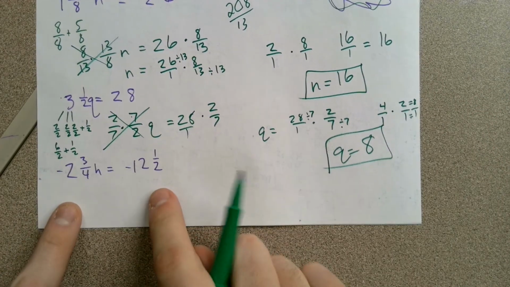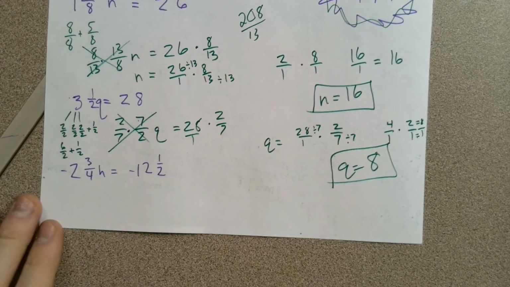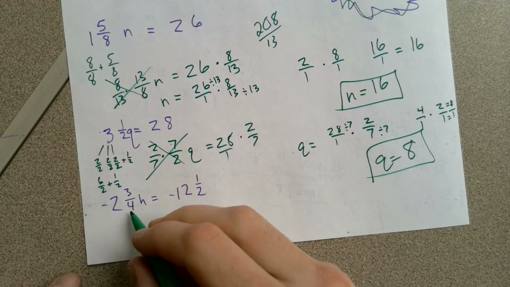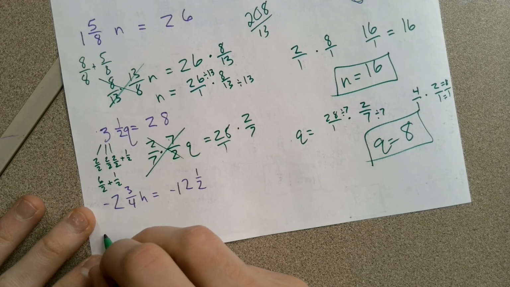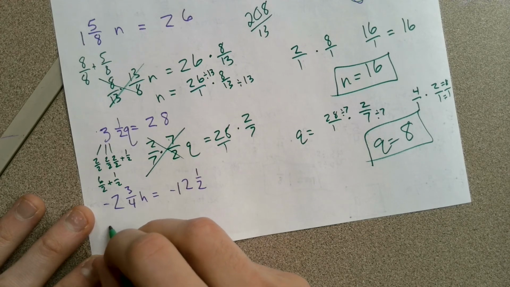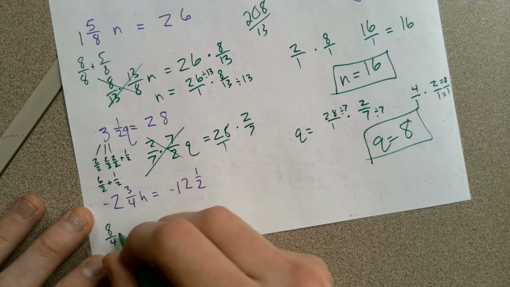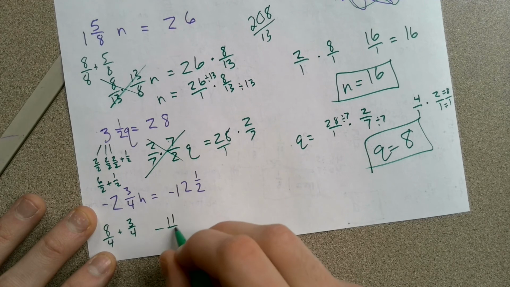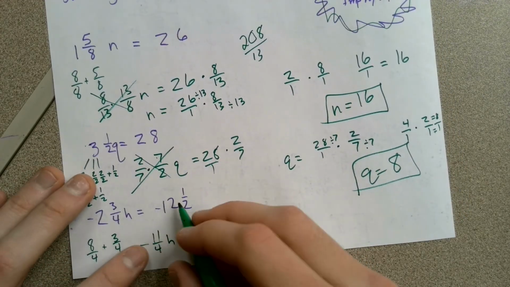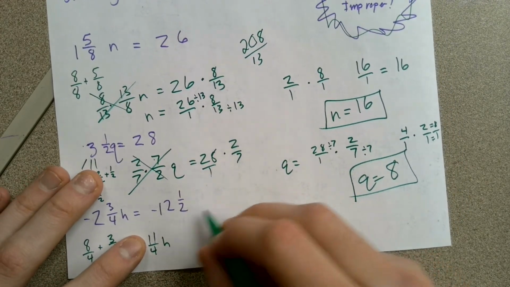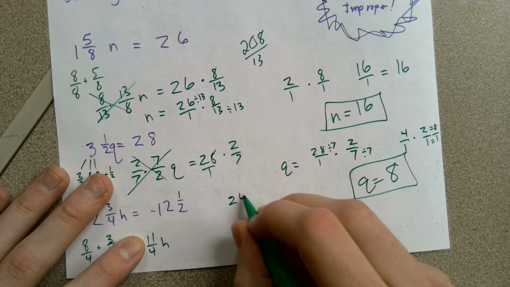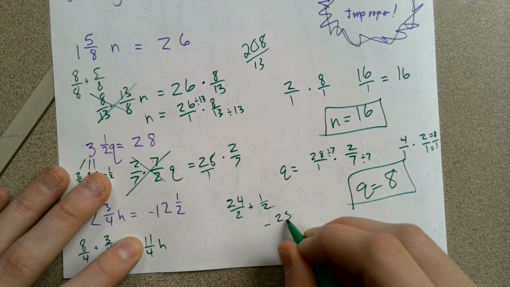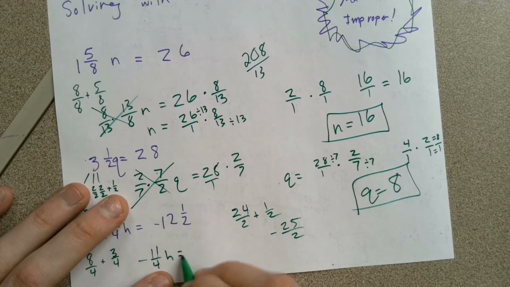Last one here, we got mixed numbers on both sides, so we're going to have to hit them both up with improper fractions. Let's do -2 times 4. That is going to be -8. So we got 8/4 plus extra 3/4. So we're at -11/4 h on this side. And on this side, we have -12 times 2. So we're going to get 24 over 2 plus the extra 1/2. -25 over 2.